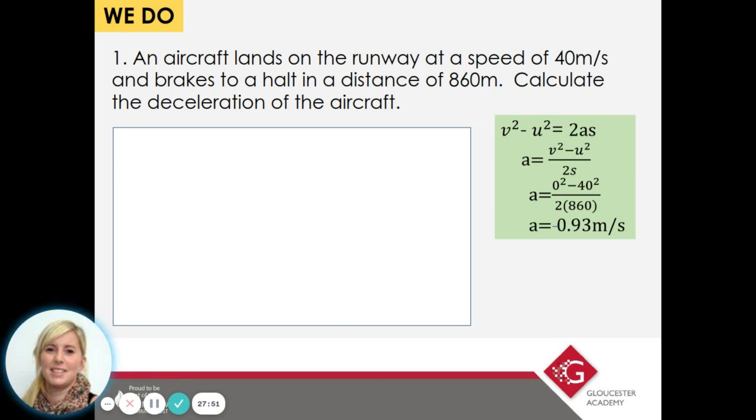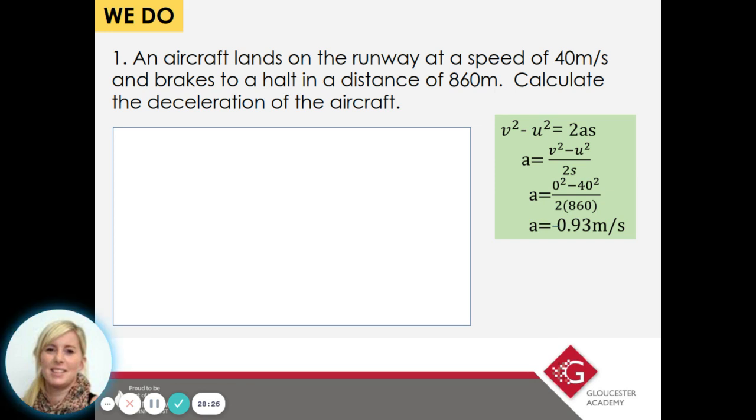Calculate the deceleration. So the first thing to know is what are we trying to work out, and that's a. Because a, acceleration, deceleration, the change in velocity, that's what we want. So we're working out a. It starts at a speed of 40, so that's its initial velocity, and it brakes to a halt, so its final velocity is 0. So it goes from an initial velocity of 40 to 0. And then it stops in a distance of 860 meters, so that's the s.